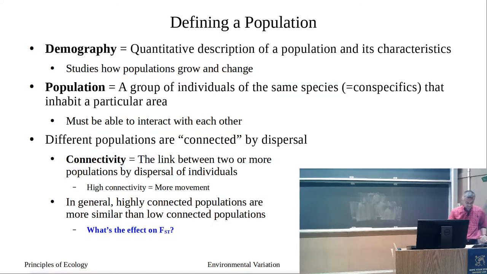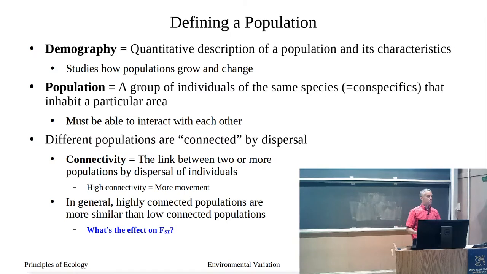individuals. If we have high connectivity between our populations, it means we have a large amount of movement, a large amount of gene flow happening between our populations. If we have low connectivity, we have a low amount of gene flow between our populations. So in general, highly connected populations are going to be more similar than those that exhibit low connectivity.